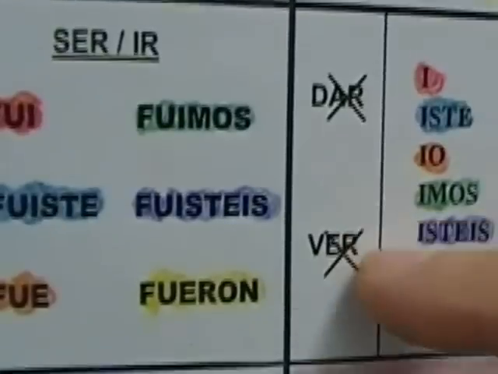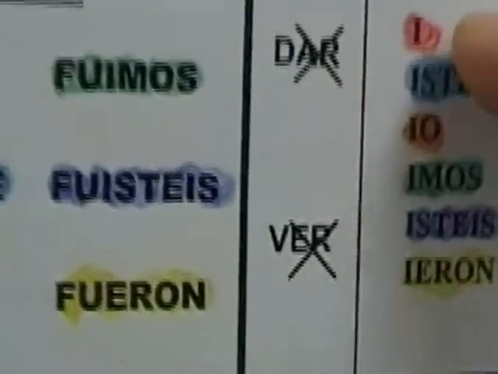Dar and ver have their own box. And you would conjugate, take off the AR and the ER, so you're left with a D and a V, and then use these endings. So you would get di, diste, dio, dimos, distes, dieron, and the same thing with ver. So that's how you use that box.